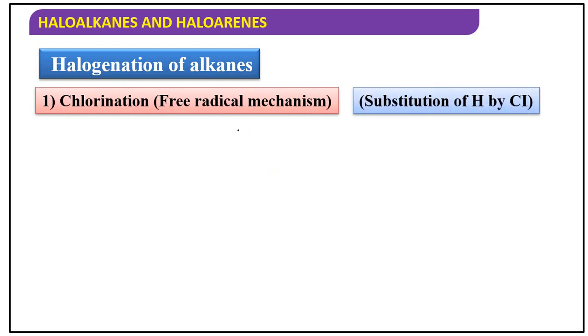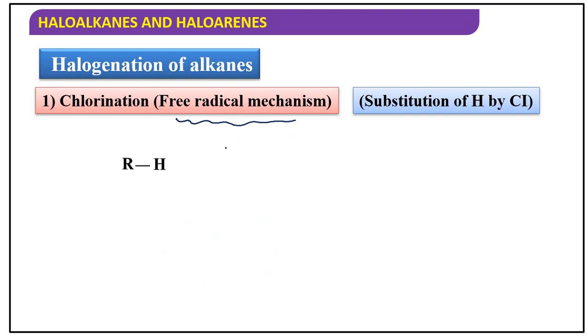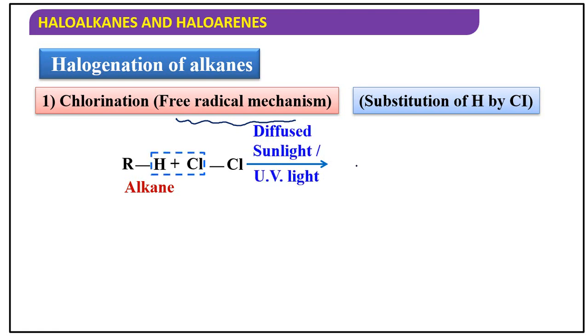In the halogenation of alkanes, generally alkanes are less reactive, but in the presence of light they can react. So the mechanism is a free radical mechanism. A free radical is highly reactive. Among the halogens, fluorine is the most reactive, then chlorine, then bromine, then iodine. So in diffused sunlight, what's happening here? HCl is removed, forming RCl, alkyl chloride.